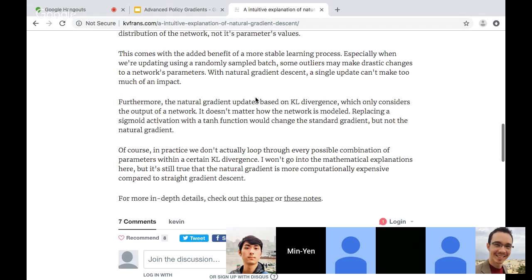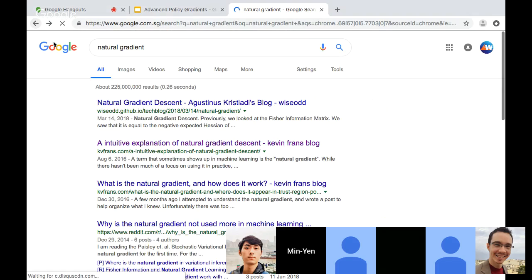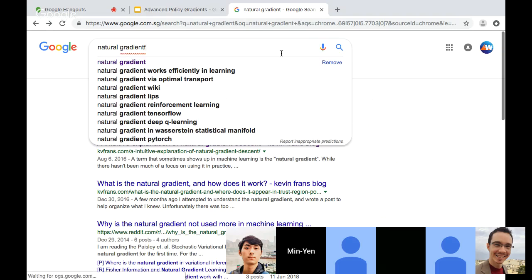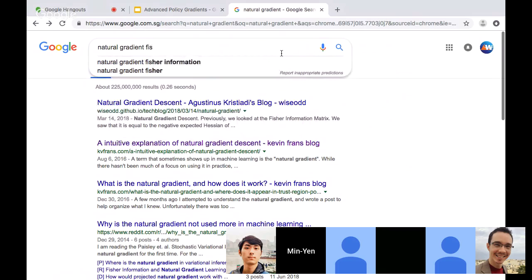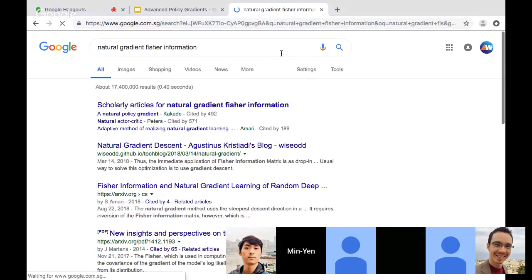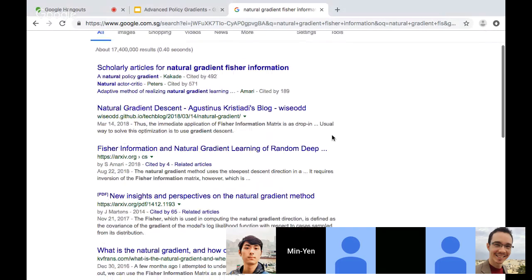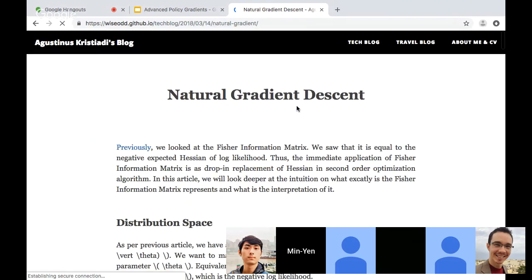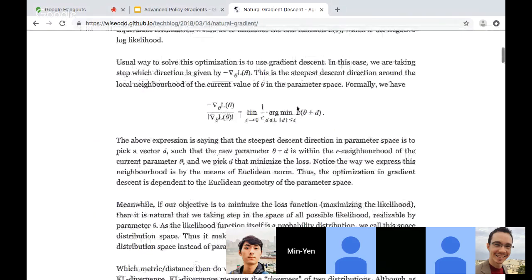Is there a more technical blog? Yeah, I'm sure there is. What do we want to do? I can put in Fisher information and see whether something comes out. Any of these look promising? I also put some of these in the thing. I'll just stick with blog posts for right now. This one at least has equations.